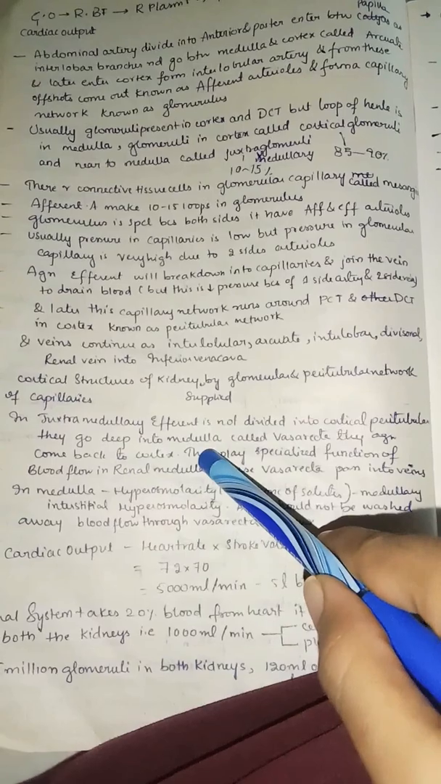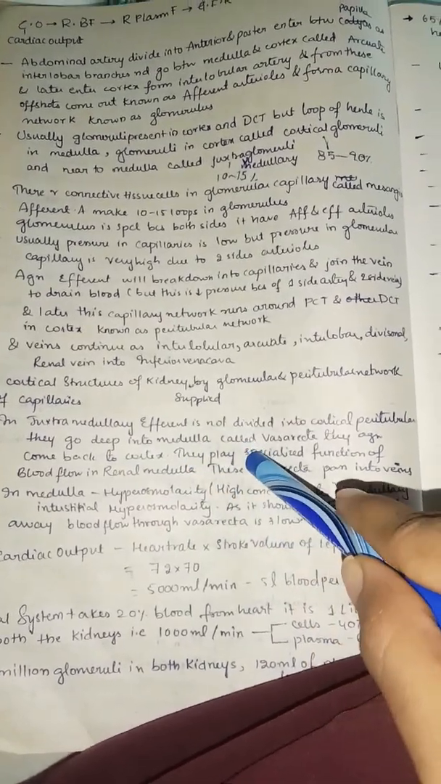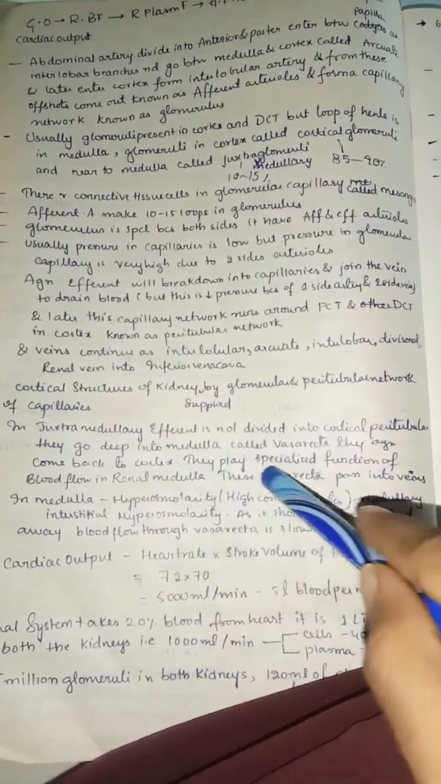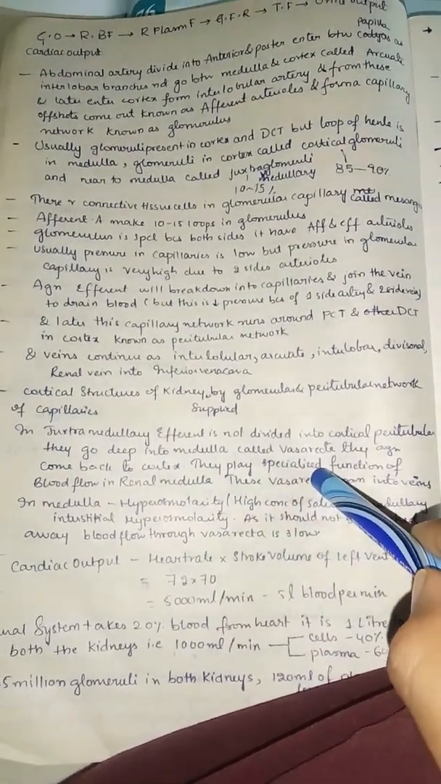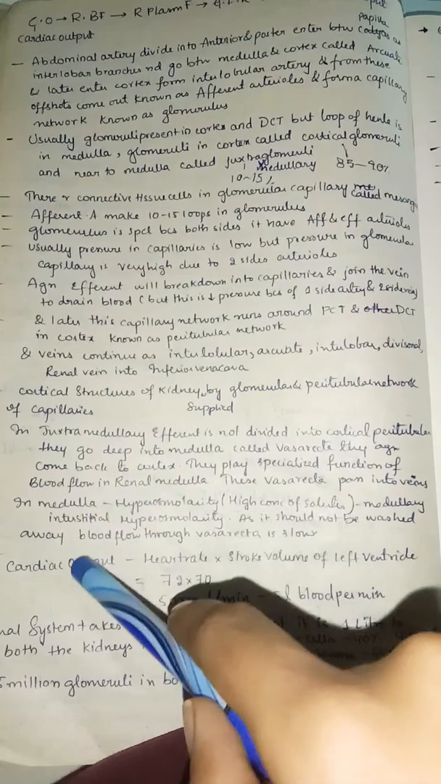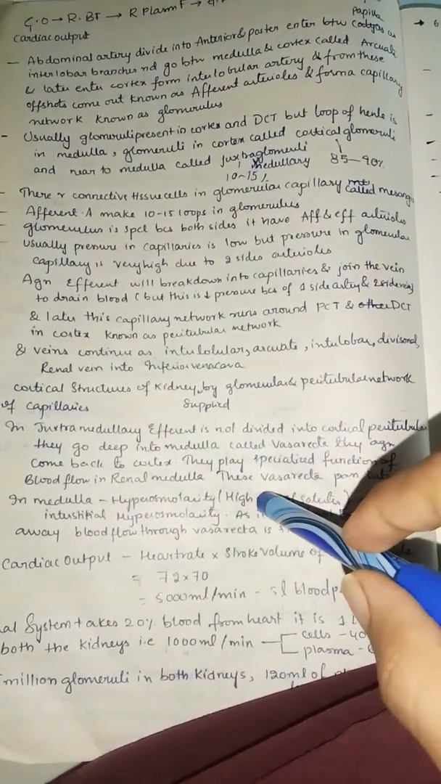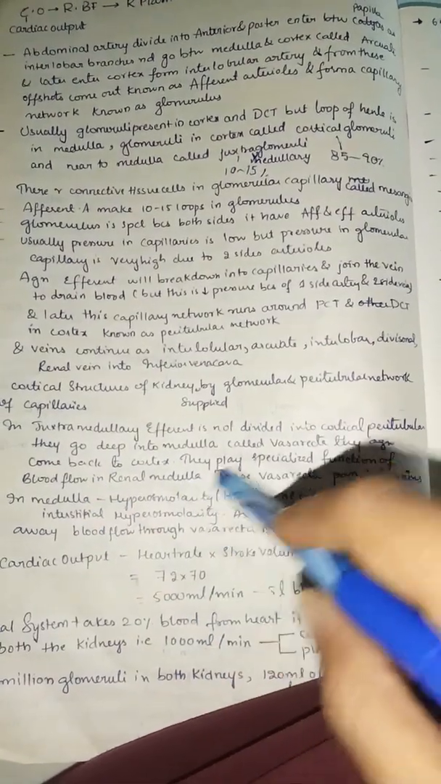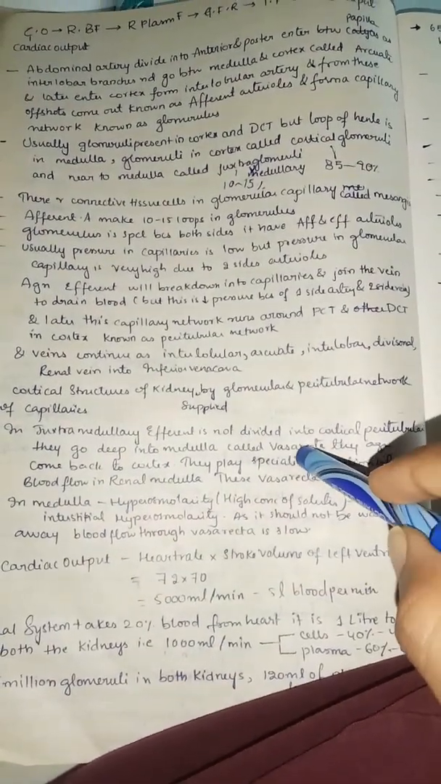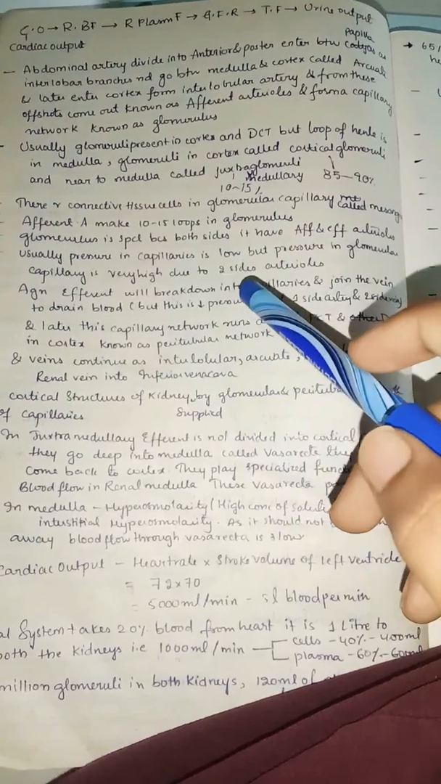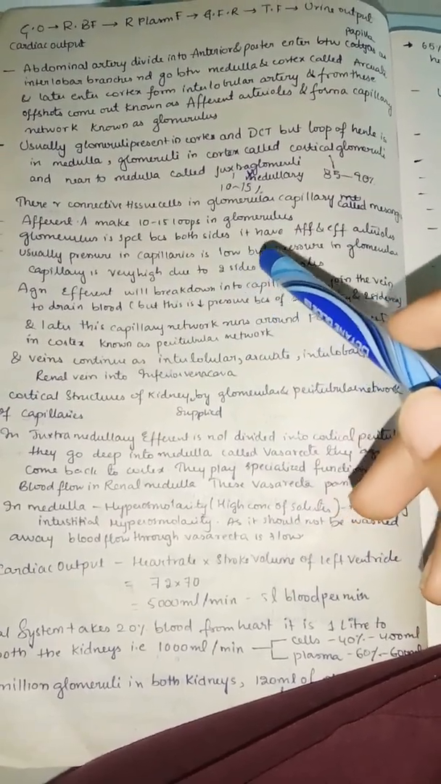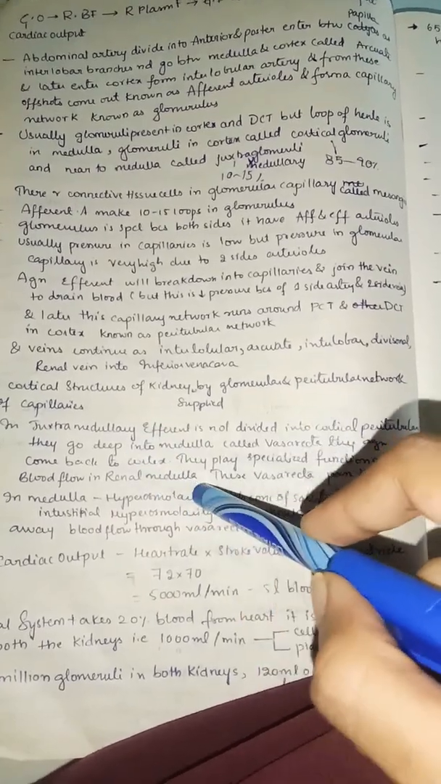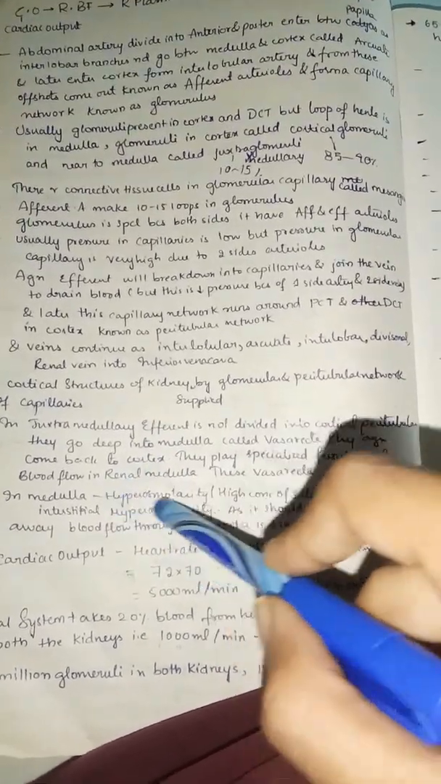In juxtamedullary glomeruli, the efferent arteriole does not divide into peritubular capillaries; they go deep into the medulla, called vasa recta. So always remember the loop of Henle is very long in the case of juxtamedullary nephrons. Actually they do not have the peritubular network, they have the vasa recta. They again come back to the cortex, but remember always the vasa recta is around the loop of Henle, whereas the peritubular capillaries are around the PCT, DCT and glomerulus. They play a specialized function of blood flow in the renal medulla.